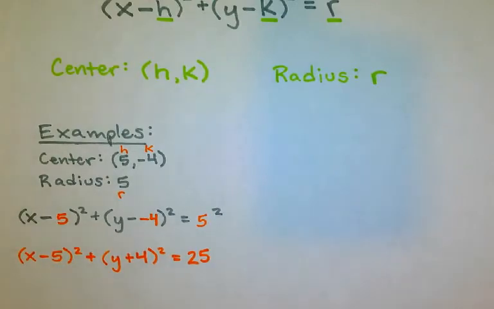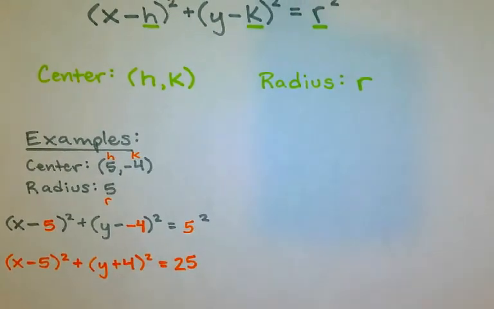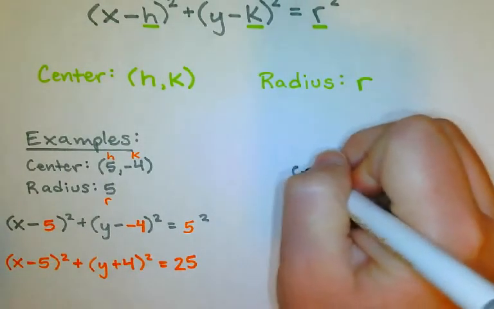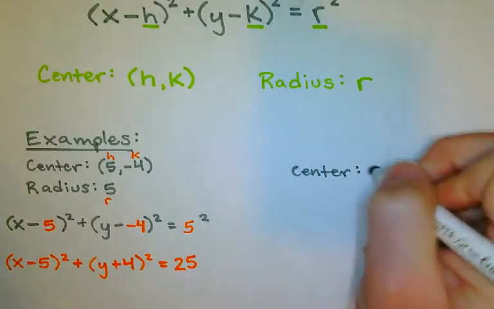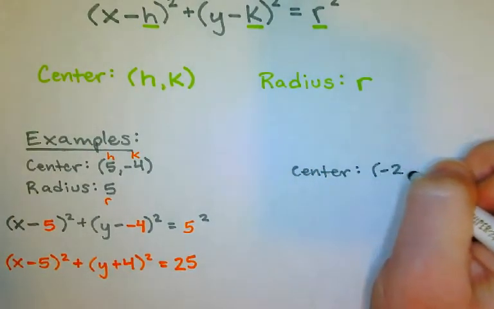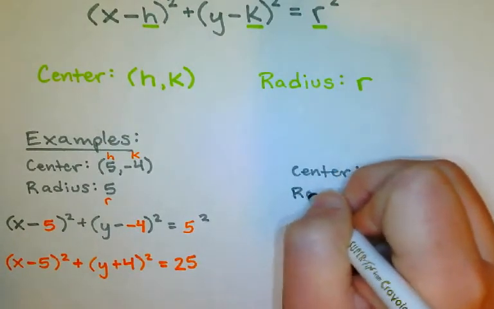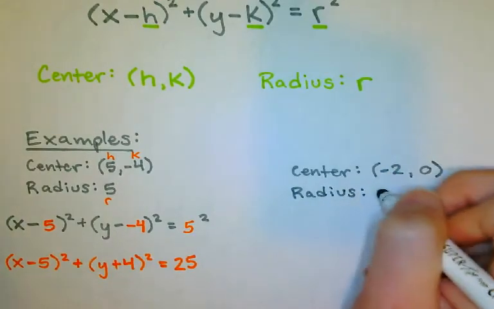Alright, let's take a look at another example. Let's say we've got a circle with a center at -2, 0, and a radius of 7.